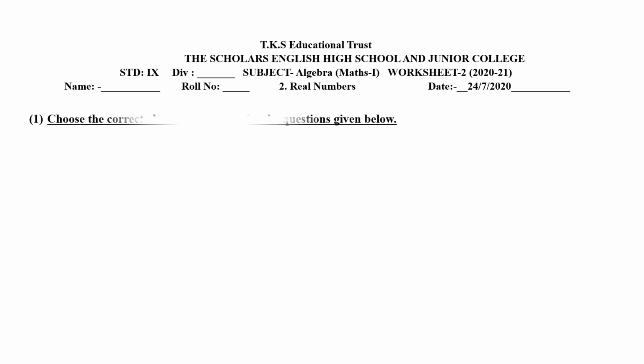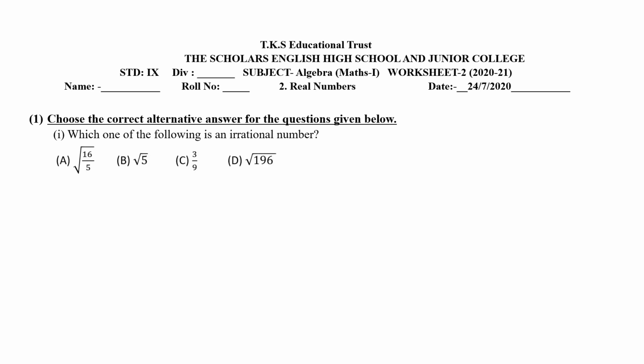Now, let's move to our first question. Choose the correct alternative answer from the following questions. First one: which one of the following is an irrational number? Option A is root 16 upon 5, B is under root 5, C is 3 upon 9, and D is under root 196. Which is an irrational number?